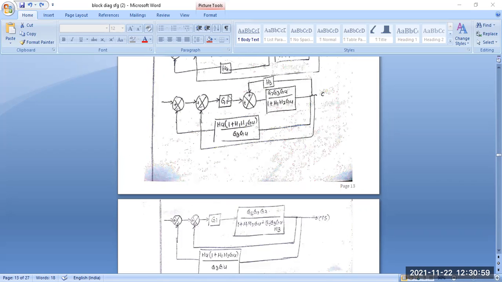Now we have to calculate these equations, that is G2, G3, G4, and you have to arrange them in this format: G4, G3, G2. It is not problematic. So this is G2, G3, G4 by 1 plus H1, H2, G4 minus G2, G3, G4, H3. These are the feedback paths we have to apply in that case. So this is another step also.